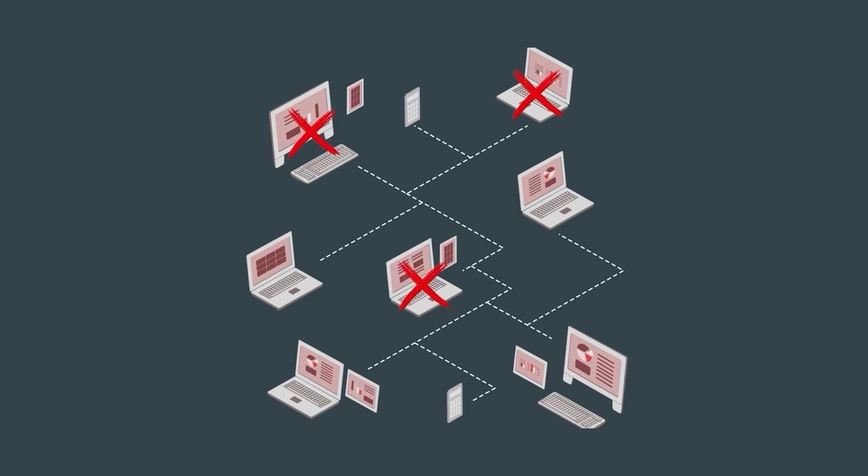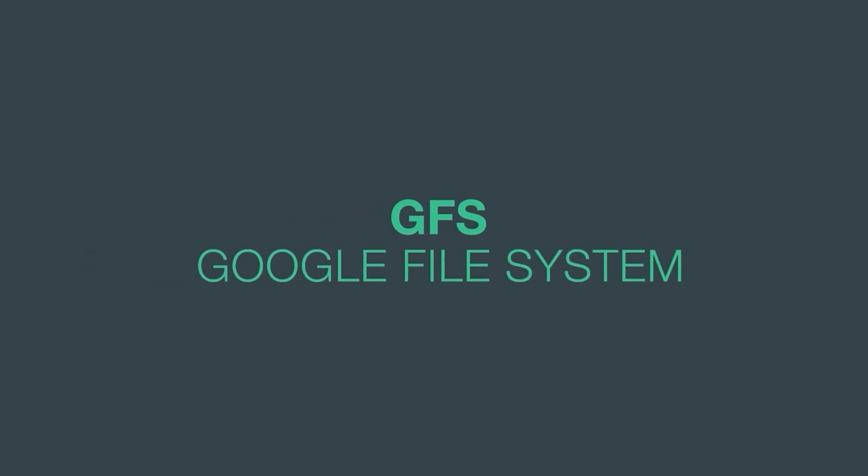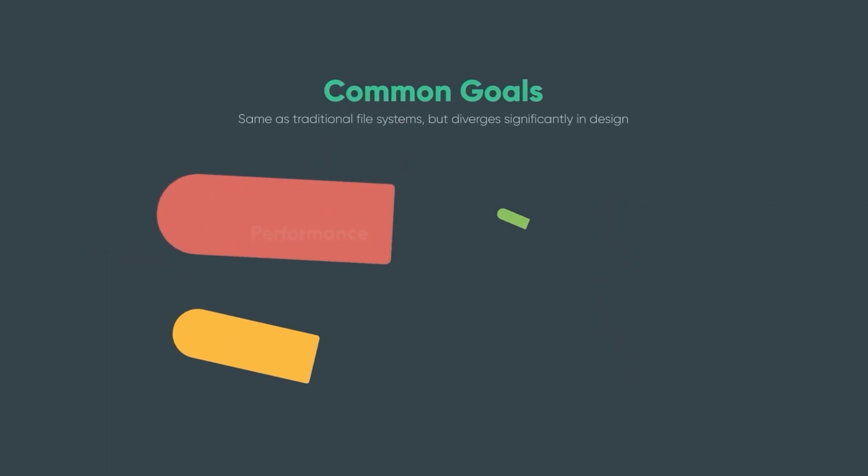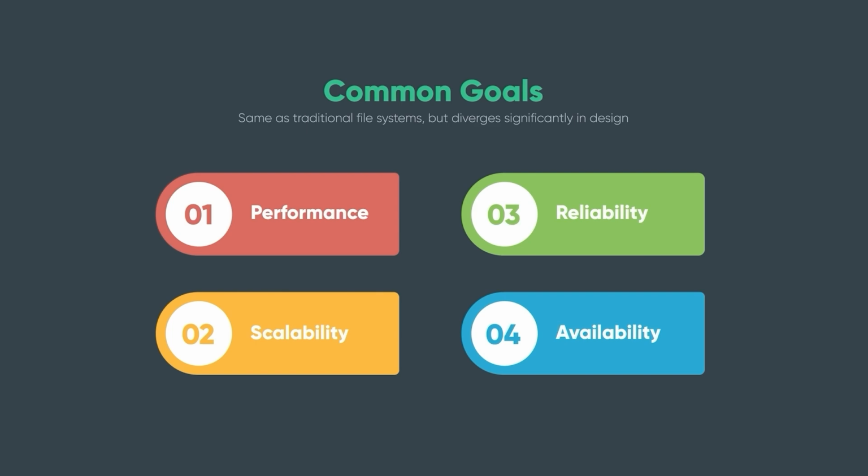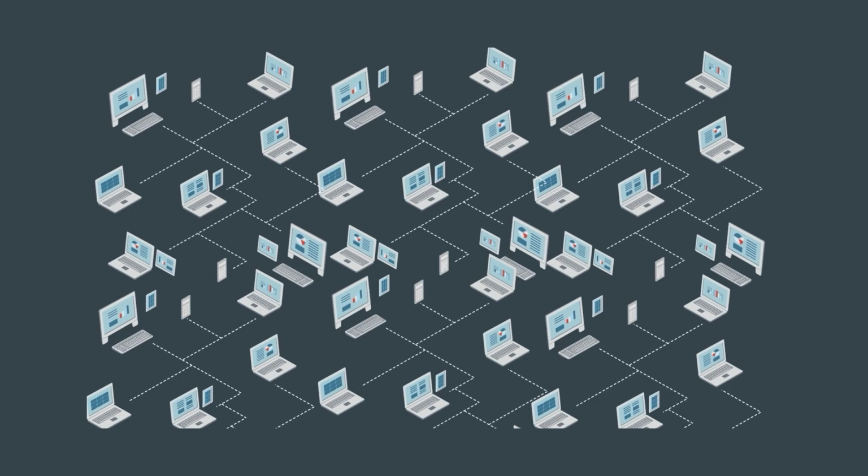Recognizing these limitations, Google developed the Google File System, or GFS. While GFS shares common goals with traditional file systems, like performance, scalability, reliability, and availability, it diverges significantly in design to meet Google-specific workloads and technological environment. Let's look at a couple of key observations and design choices.